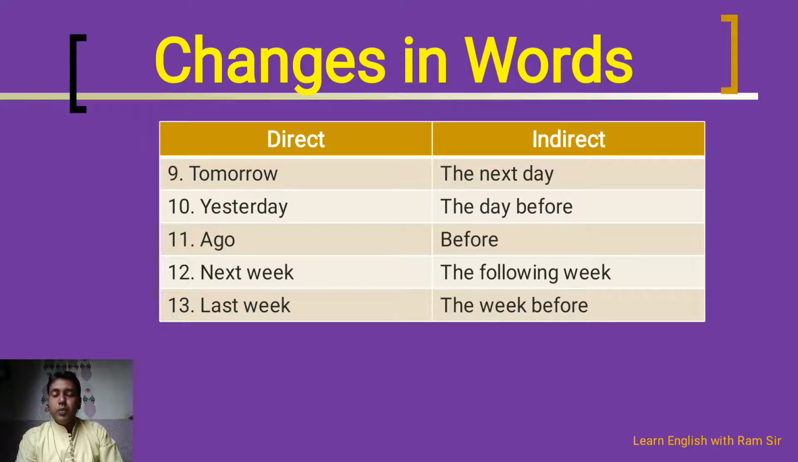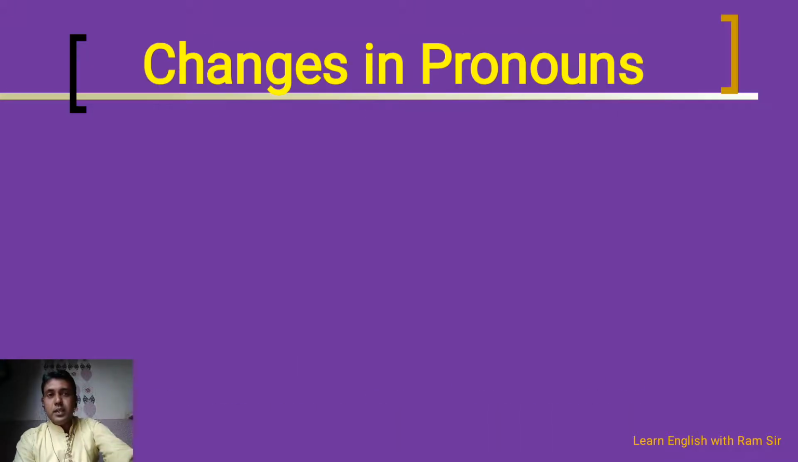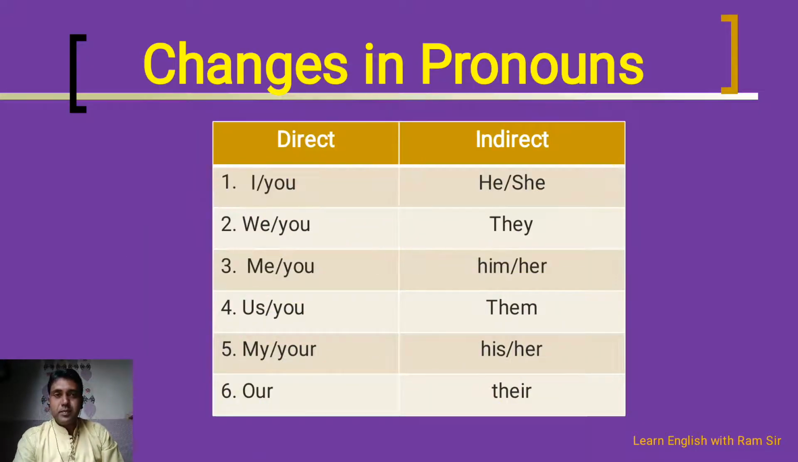After this, we are going to discuss the last table, which is very important, and this table is related with the pronouns. So let's see the changes in pronouns. So here we have the pronouns. Suppose I is there, and sometimes you is also used. So if I is there, as per the gender of the person, you have to convert I into he or she.